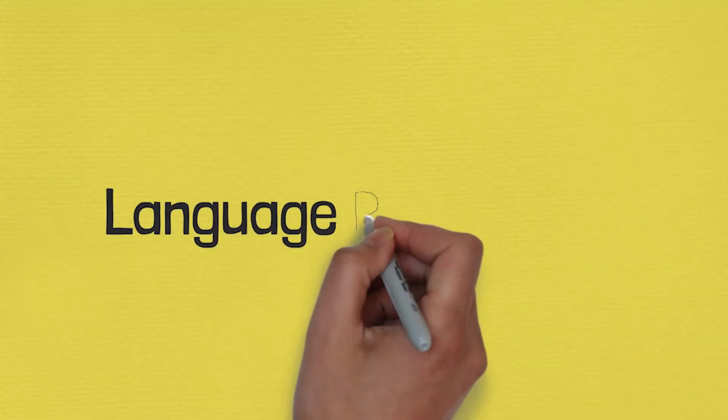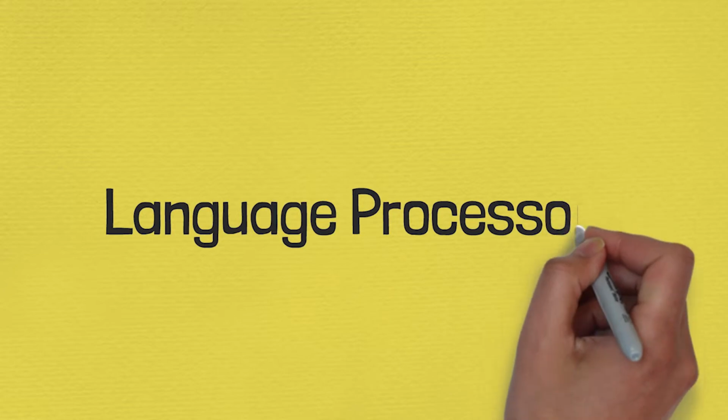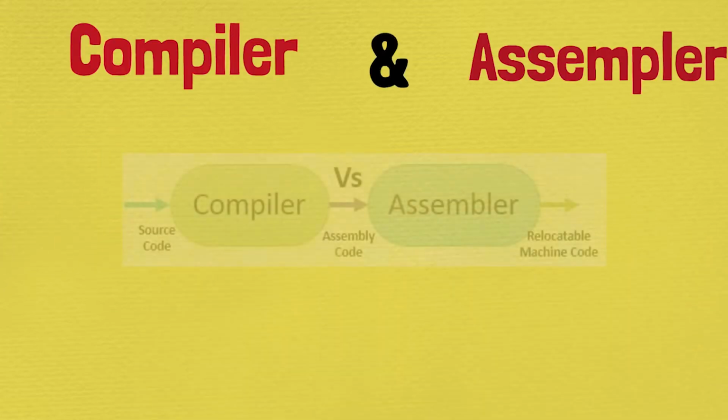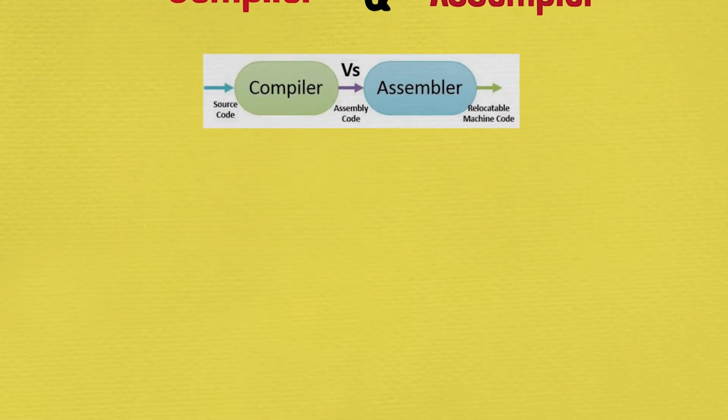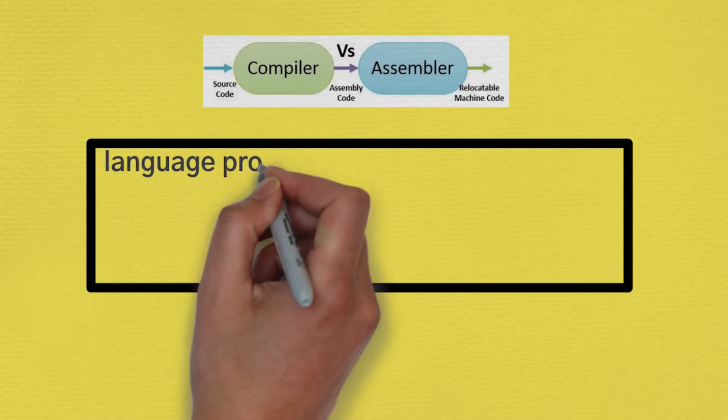The title of our research for this video is language processors such as compiler and assembler. We will explain the mechanism of action of each of them, what the differences between them are, and correct some misconceptions. So let's start with the definition.